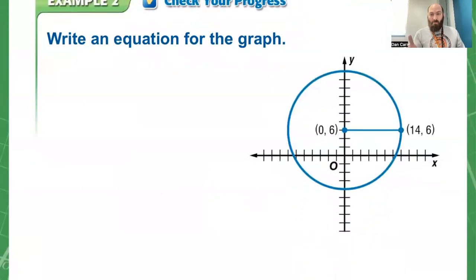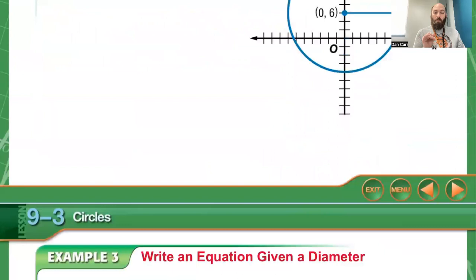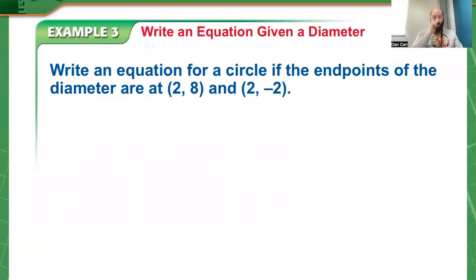And again, try it out for yourself real quick. We move on to the next one. Okay, write an equation given a diameter. The thing to remember about diameter is that it is double the radius.